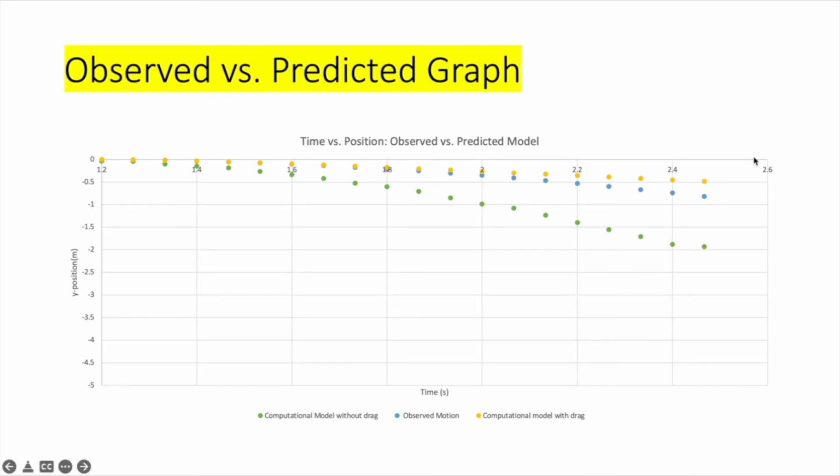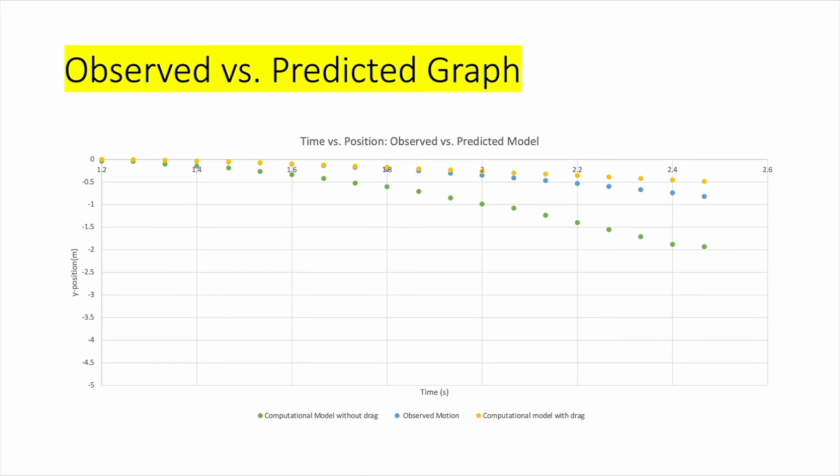Here is the graph comparing the observed versus predicted models. First, if we compare the observed model with the predicted model without drag, we can see that as time becomes larger, the models start to deviate. The model predicts the object to fall much farther than what we observe, overestimating its position. This suggests that there is another force from the surroundings interacting with the object.